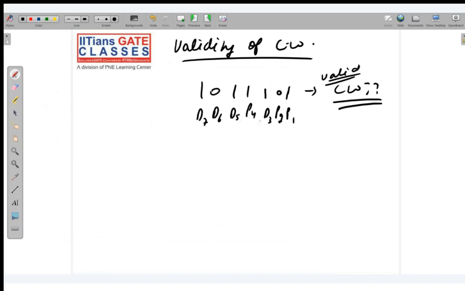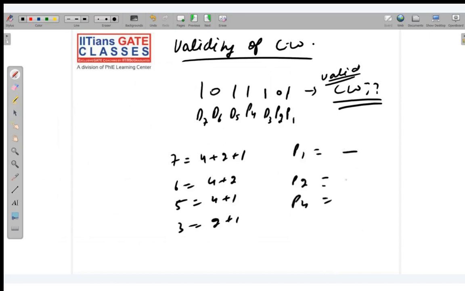Now you will try to do the reverse thing. What is that? So we have already done 7 is 4 plus 2 plus 1. Then 6 is 4 plus 2. 5 is 4 plus 1. 3 is 2 plus 1. So I will write P1, P2, P4. Values you try to calculate. P1, where we are having P1? Where we are having 1? 7, 5, 3. Where we are having 2? 7, 6, 3. Where we are having 4? 7, 6, 5. Okay, so write them.